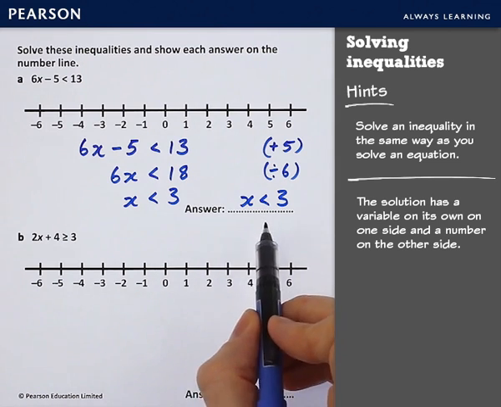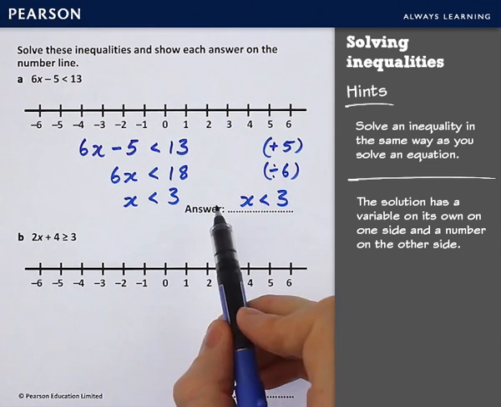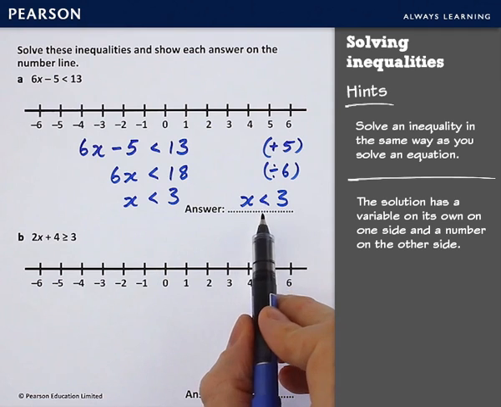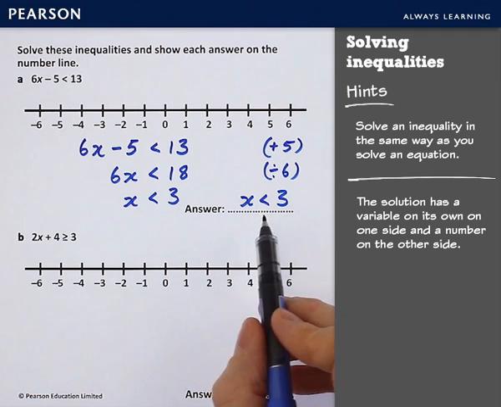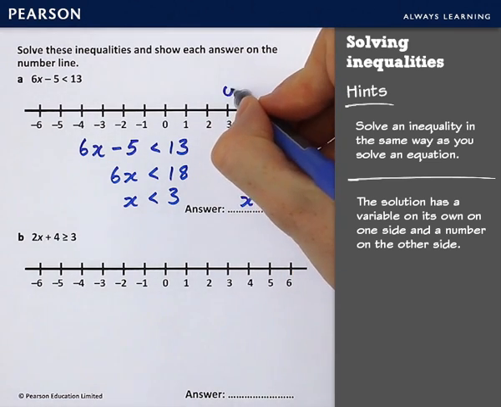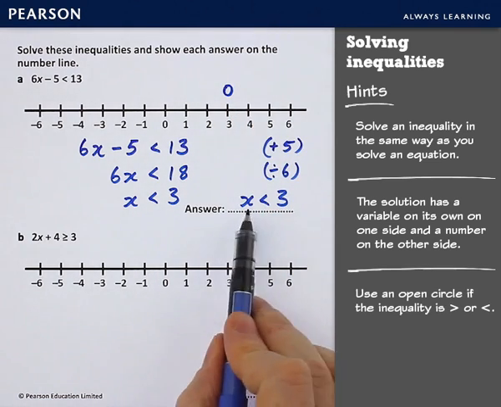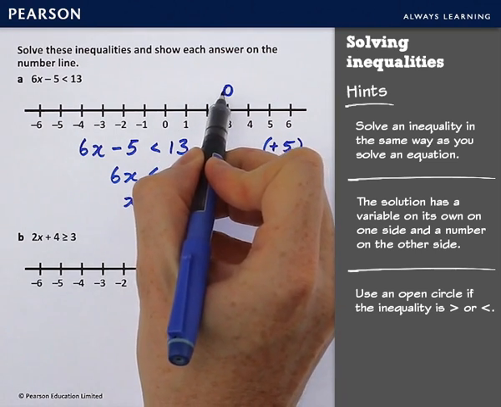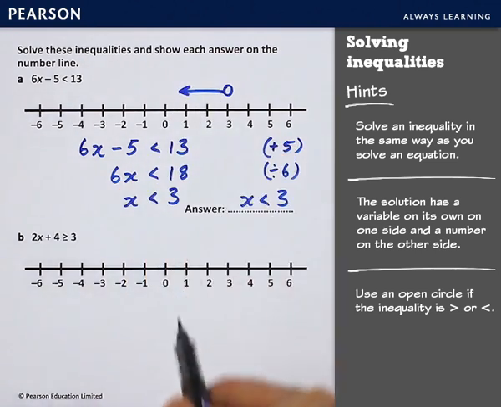You can mark inequalities on a number line using circles and arrows. If the inequality is strict, greater than or less than, then mark it with an open circle. You're interested in the values of x which are less than 3, so draw an arrow pointing down the number line.